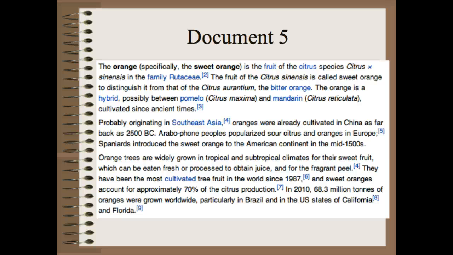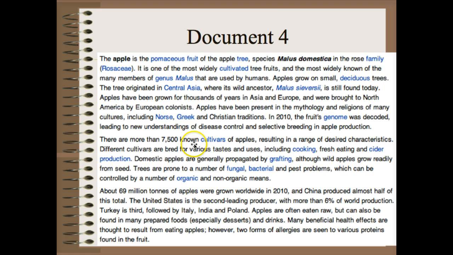Body paragraph 1, my first point of comparison, I said they're similar, they're both fruit. Okay, and I can use document 5 to support that. It says it's a fruit. And for the apple, I can use document 4. That is also a fruit. Okay, so I'm going to talk about that in body paragraph 1.